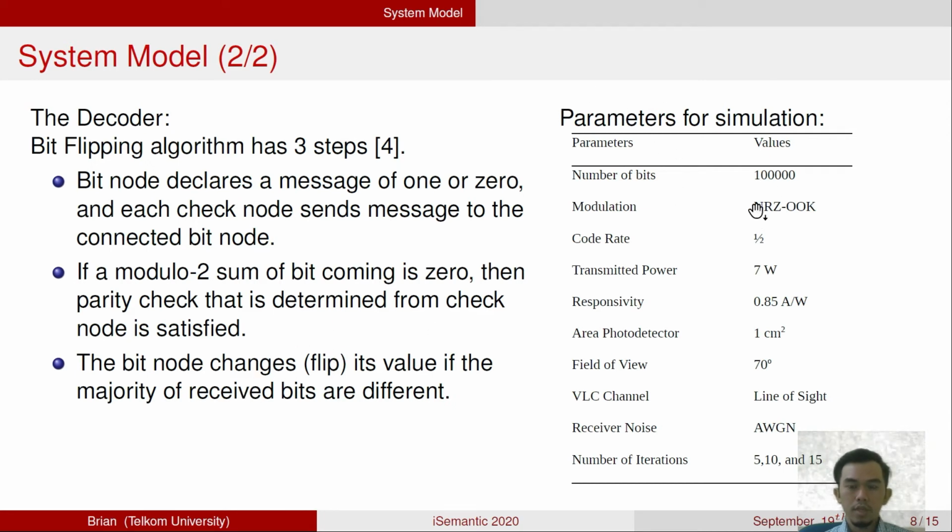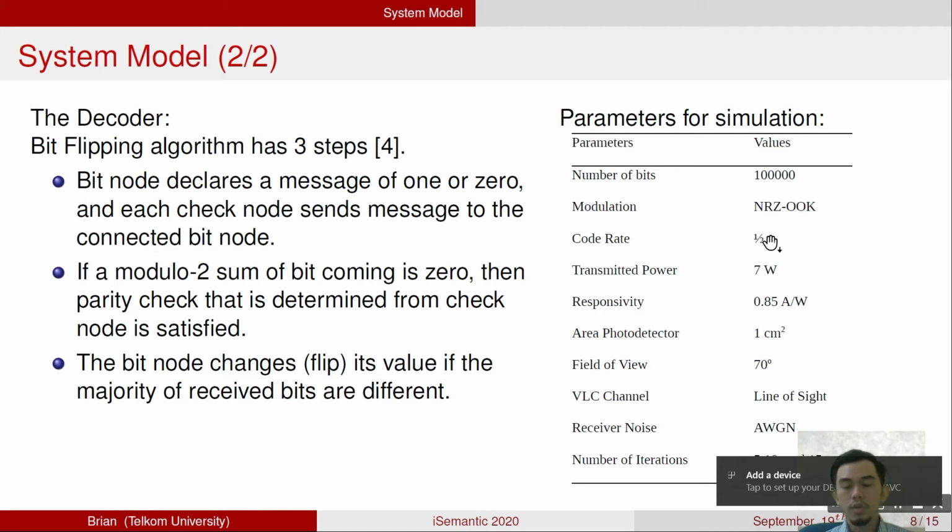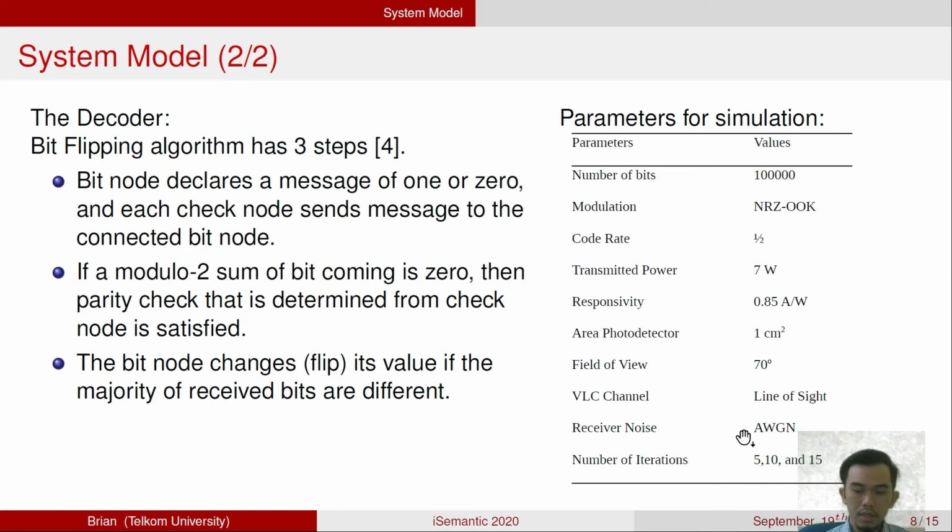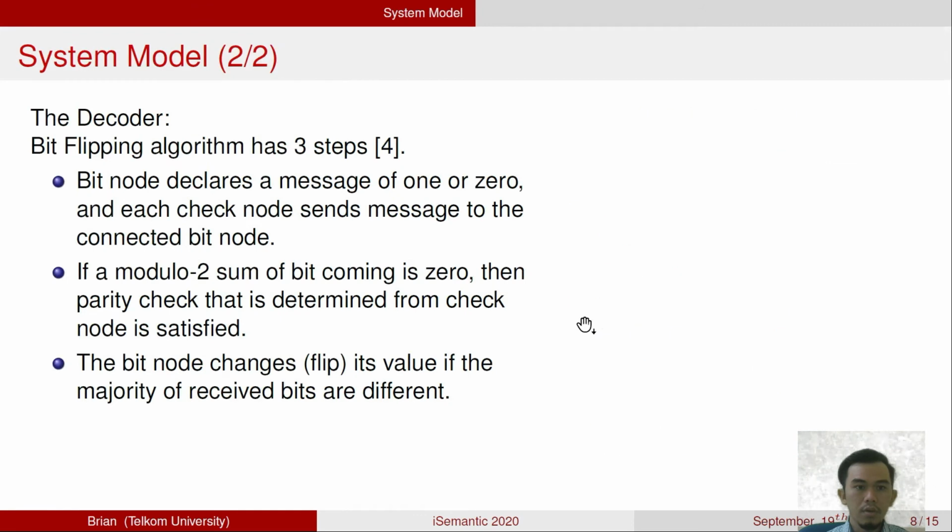And then this is the simulation parameters. We have 100,000 bits, and the modulation is OOK. We have a code rate of one half, so the codewords will be twice the real data, transmitted with 7 watts, and then the noise is added. And we try iterations in the decoder with 3 scenarios: 5, 10, and 15.